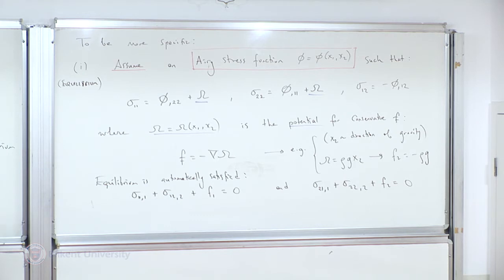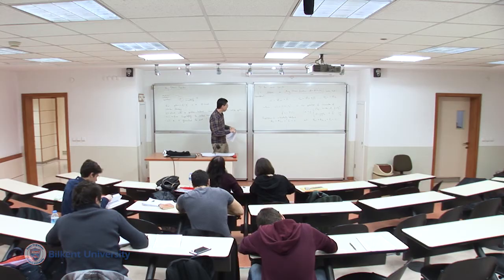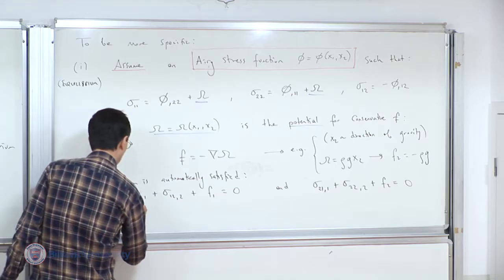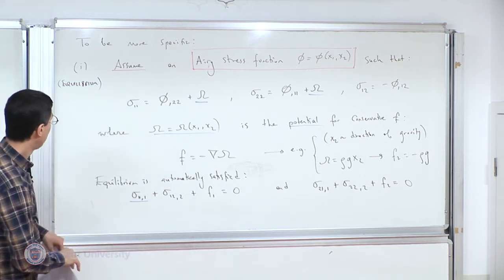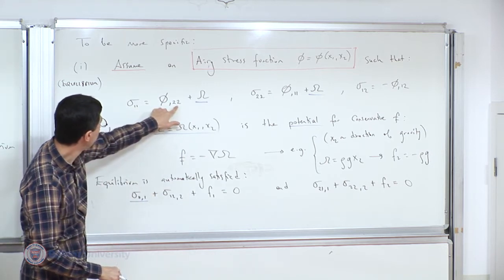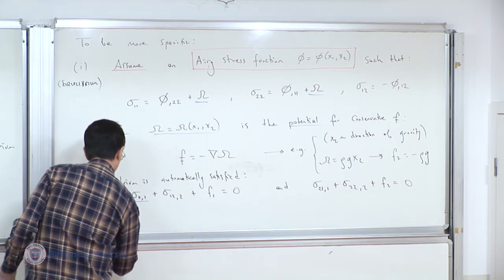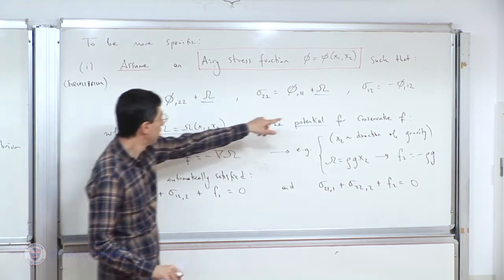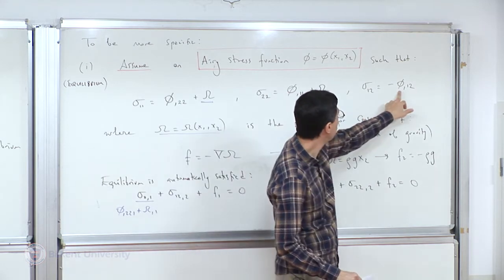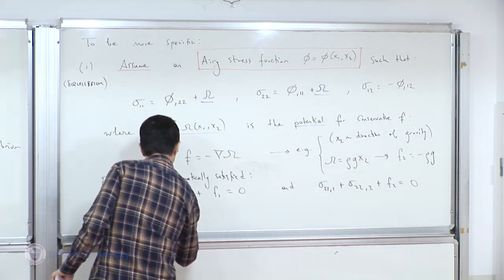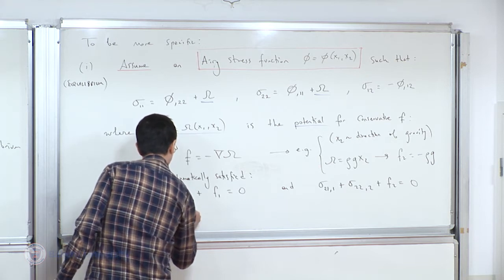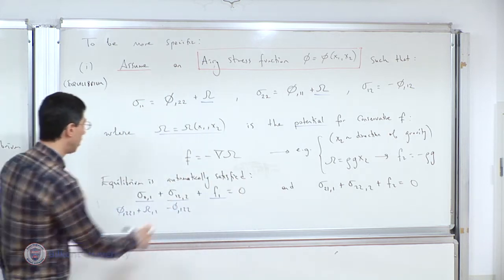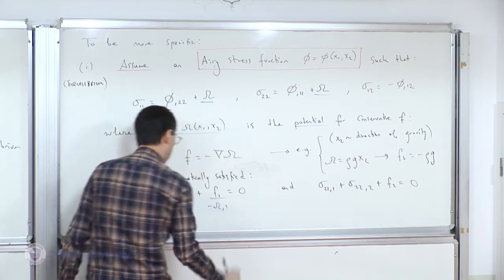So all we have to do is substitute the form of sigma 1,1 and 1,2 and 2,2 from these into these equilibrium equations. So let's do that. This term here is equal to phi comma 2,2,1 plus omega comma 1, and sigma 1,2 comma 2 is minus phi comma 1,2,2. And I'm assuming F1 is conservative, so it's minus omega comma 1.